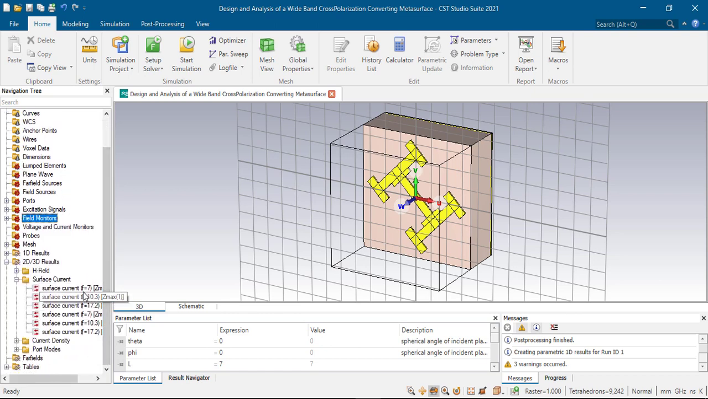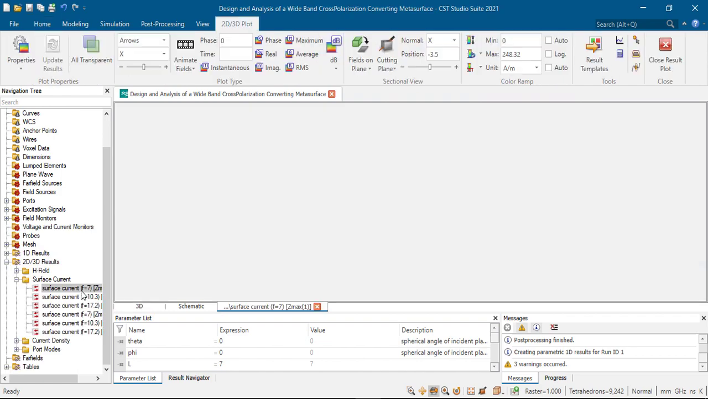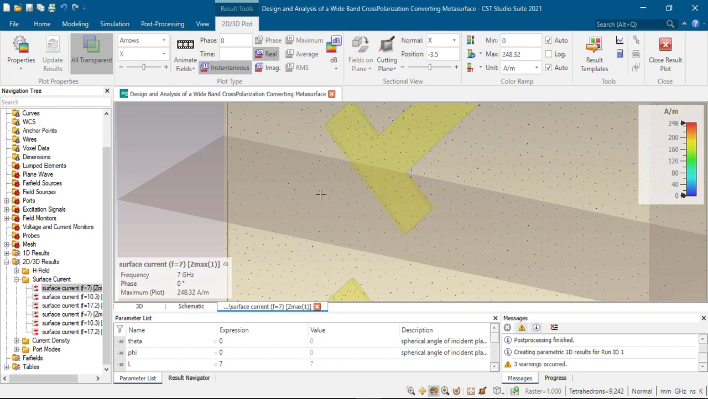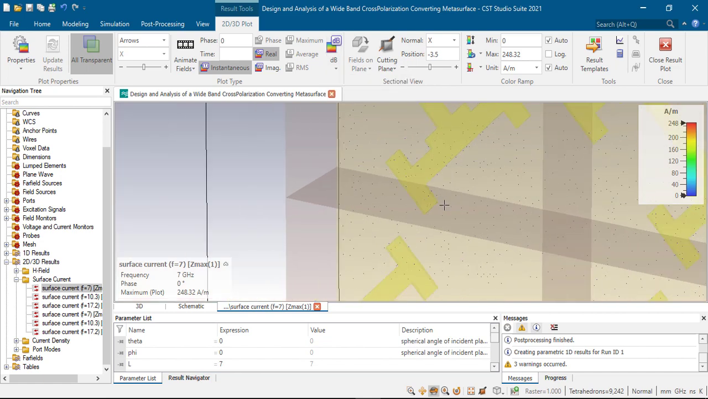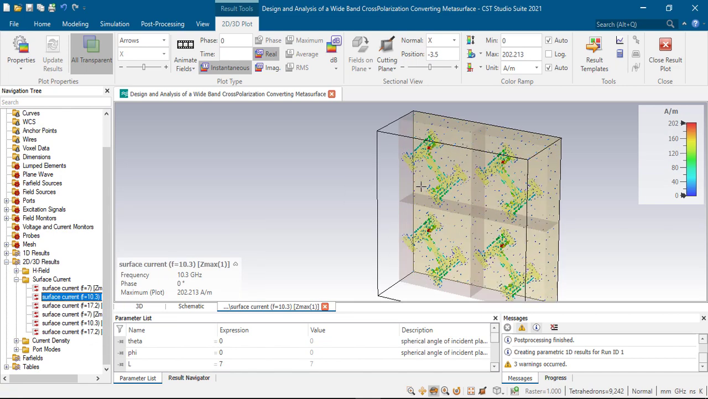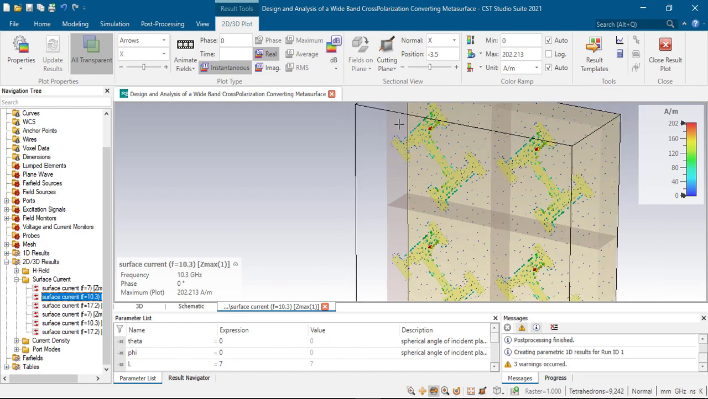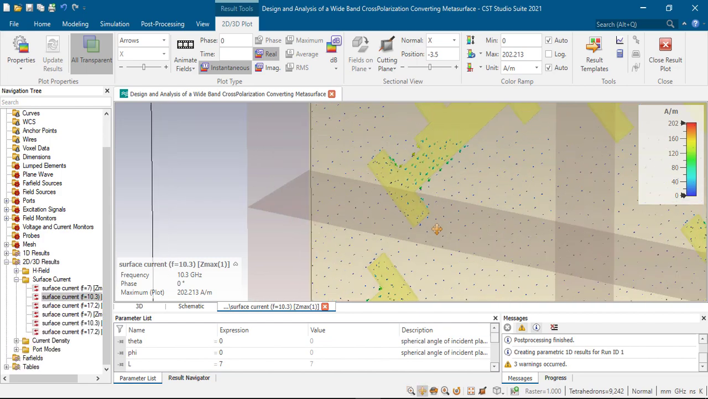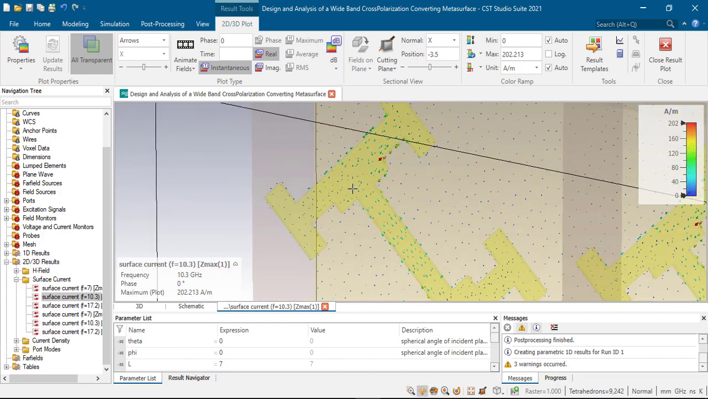Now the simulation is complete. Let's see the surface current. This is the surface current, and again this is the surface current at 10.3 GHz. You can see it, zoomed to one unit cell.